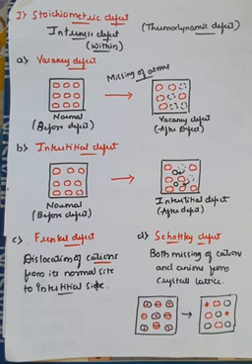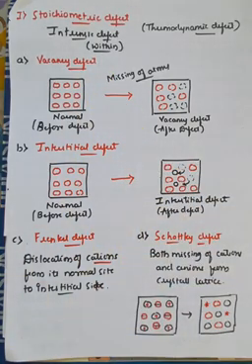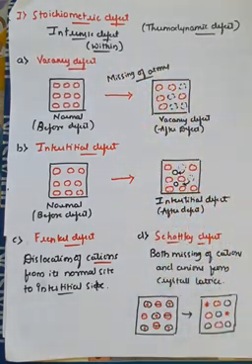In that, we have seen the interstitial defect and the vacancy defect also. In a vacancy defect there is a missing atom at a particular point, and we call it a vacancy defect.